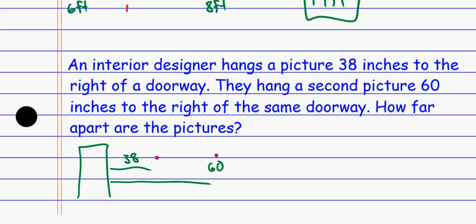But the idea here is, if we think about this in terms of a number line, since these are on the same side, if I put this all on one number line, here's 0. This would be at 38. Over here, this would be at 60. Think about how far apart those are on the number line. We would just subtract to get the distance. Because they're on the same side of the doorway, the distance between them is just a little bit of subtraction. So 60 minus 38 gives me 22, and that is inches. So I'm going to say 22 inches.